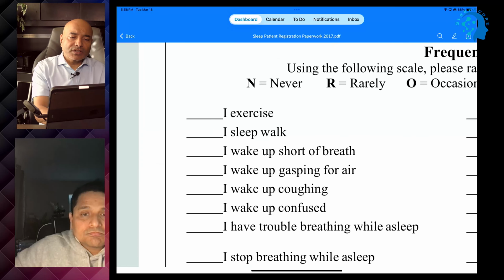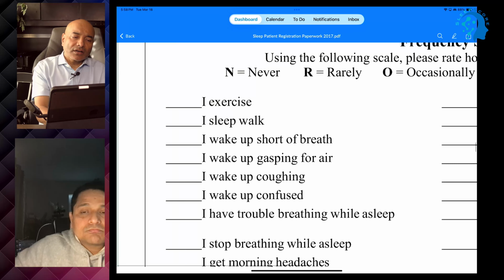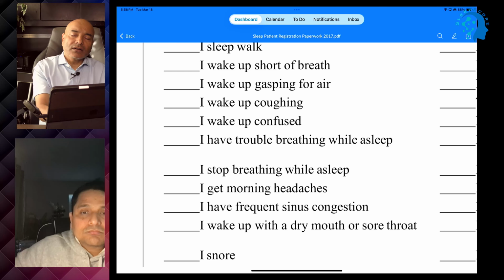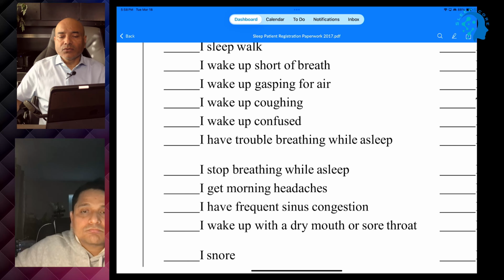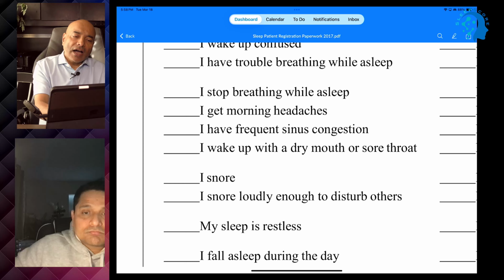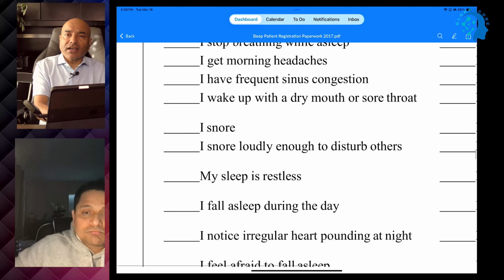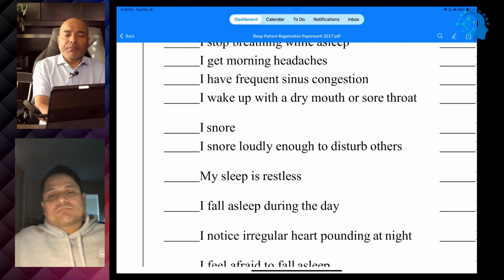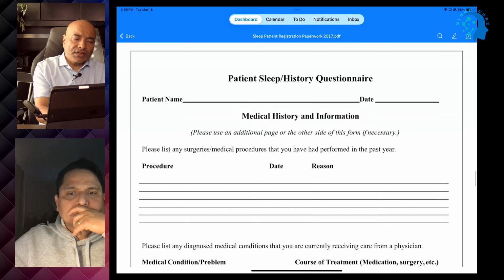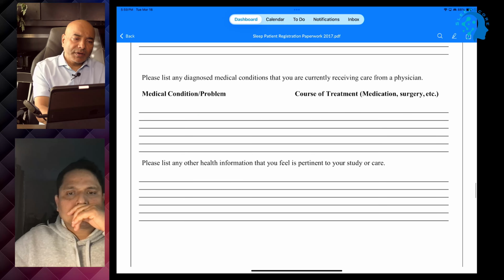And more questions. Look, they have to tick mark. I exercise, I sleepwalk, I wake up short of breath, I wake up gasping for air, I wake up coughing, I wake up confused, I have trouble breathing while asleep. If they have any of these, they will tick mark over here. I stop breathing while sleeping, I get morning headaches, I have frequent sinus congestion, I wake up with a dry mouth or sore throat. So this is a whole bunch of questionnaire that we collect from the patient.